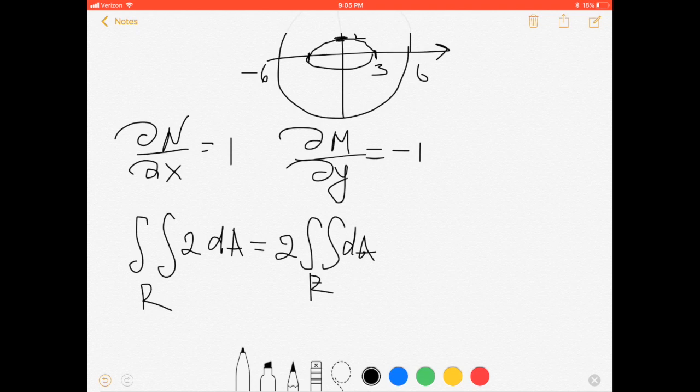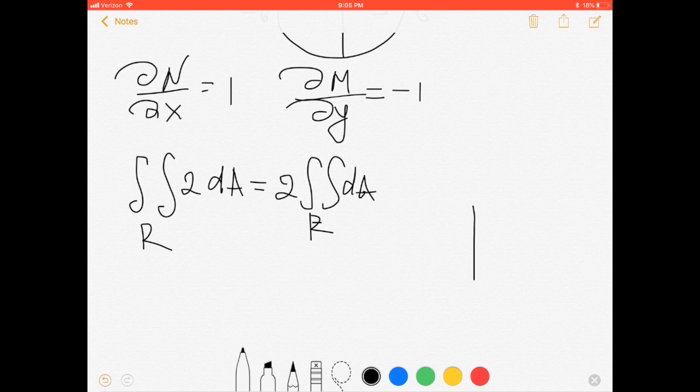This means here we need to solve for the area of our region. It's the double integral here. It means our area of our region. The area of our big circle is no problem, we only need to find the area of our ellipse. Okay, what do we have here? We have a double integral.